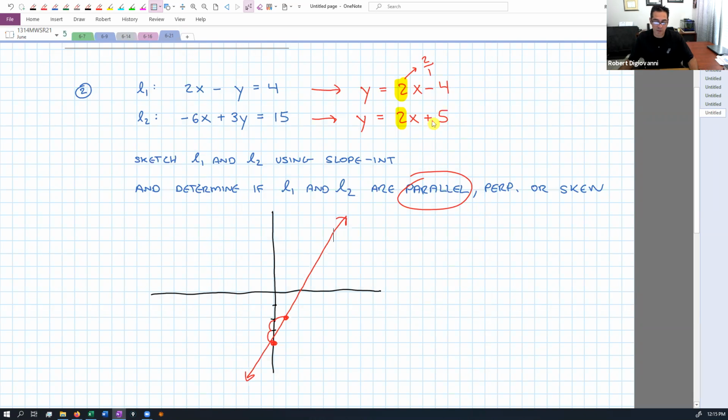Then I do 2x plus 5, so I start out at 5 for my y-intercept this time, 1, 2, 3, 4, 5. And then from here, I go up 2 over 1 and have a point here, and now I have my two parallel lines.